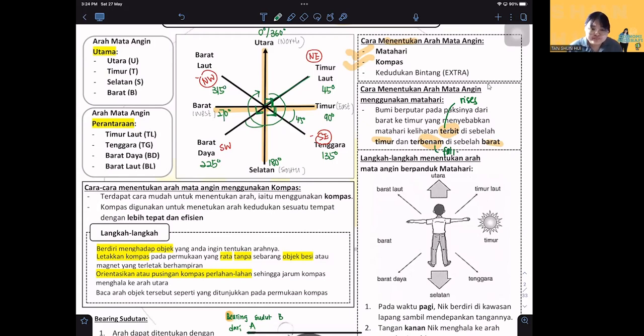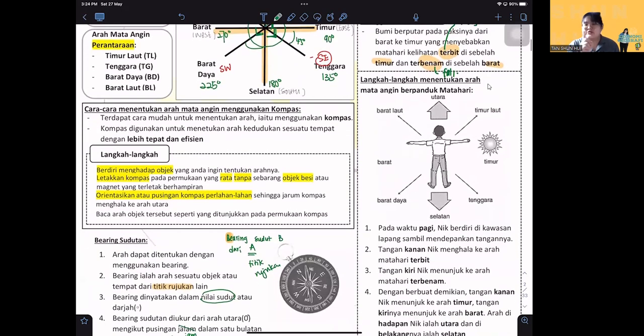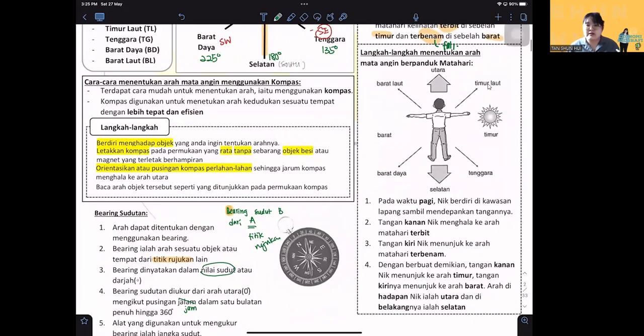Okay, now let's go through the matahari first, because one of the schools also asks this. You're going to explain to me how I determine the arah. First of all, you must be very clear: are you during the morning or during the evening? Don't ask me why there's no question during the afternoon. Afternoon is very hard. So during the morning, if I'm standing in front of the sunlight, it means I'm facing the sunlight. If I'm facing the sunlight, what happens? In front of me is timur. If I'm facing the sunlight, then this is timur during the morning.